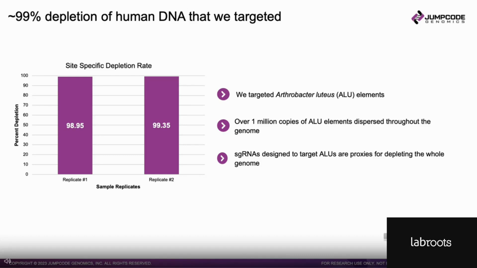Now, let's take a look at the bar chart to the left. On the y-axis, we have percent depletion of our target site, and the x-axis represents the samples tested. Here, our target was Alu elements, of which there are over 1 million copies spread throughout the human genome, and an Alu element is about 300 base pairs in length. Here, we observe that we were successful in removing approximately 99% of Alu elements from both samples represented here.